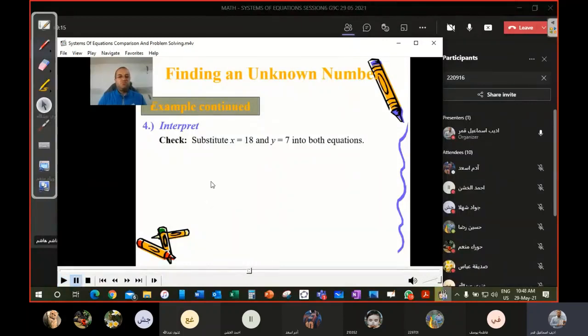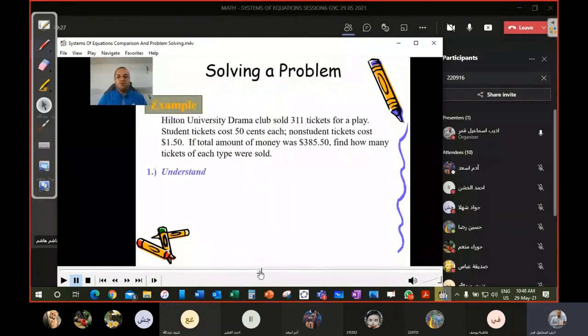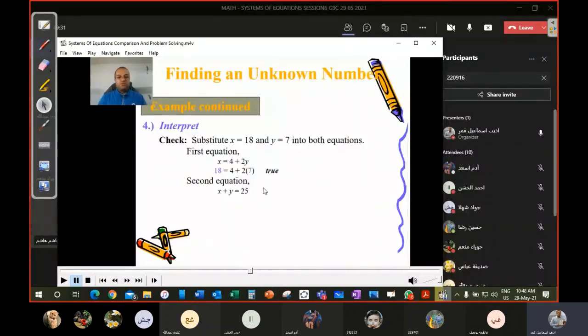إذا بدي أعمل verification بروح على الايكويشنز يعني اخترتهم بحط محل الاكس 18 محل الواي 7 بكل ايكويشن وبشوف اذا بيطلعوا ترو. اثنيناتهم لازم يطلعوا ترو. اذا ما طلعوا ترو اكيد بيكون في شيء معي غلط. اخر شيء بالانتربريتيشن. فاذا the first number برجع بقول بالانتربريتيشن اخر شيء. So the first number is x equal قديش طلعت معنا 18 and the second number is y equal 7. هيك بنكون حلينا هيدا الاكزامبل.